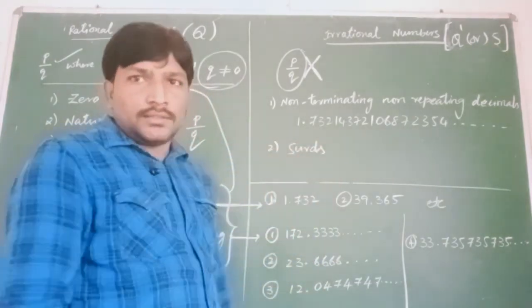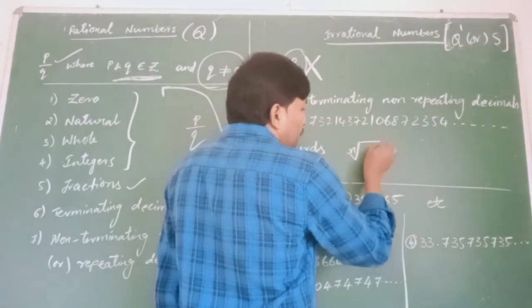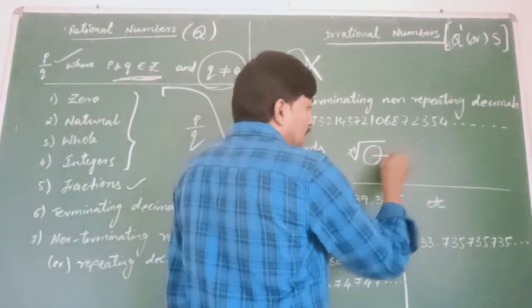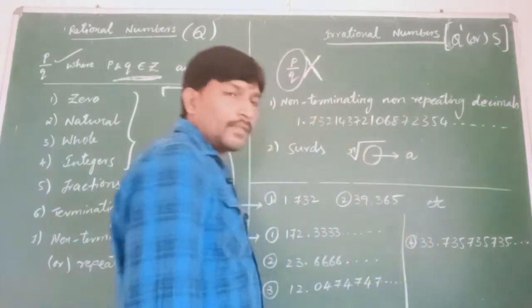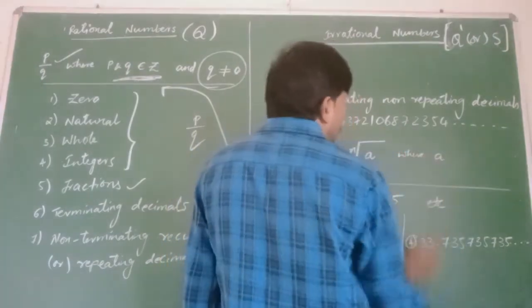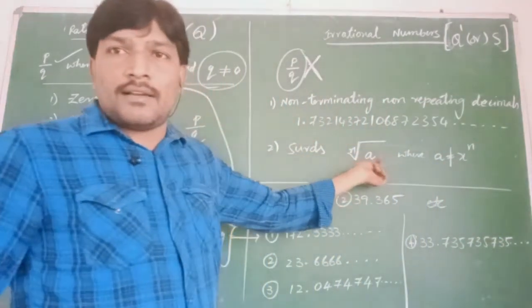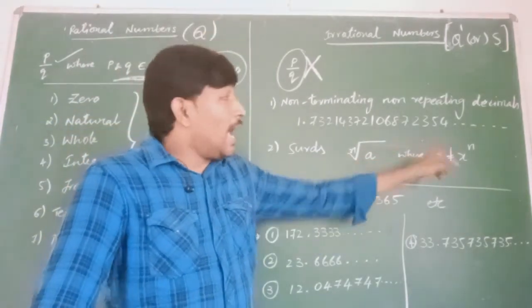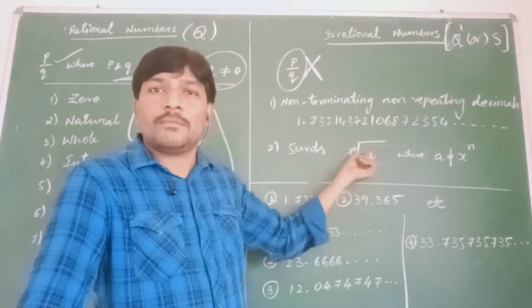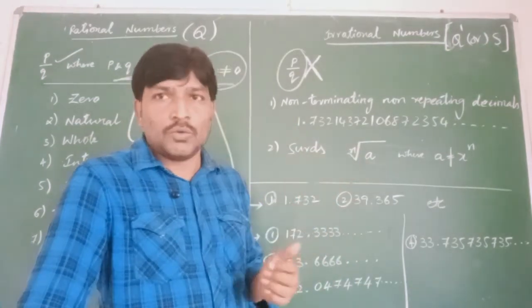We will discuss these surds in the next topics. That is the nth root of a number. Assume this number as a, the nth root of a, where a is not equal to x power n. That means this number a, which is under the root, cannot be expressed as the power of n. Then such numbers come under this set. For example, if you take n as 2, square roots.